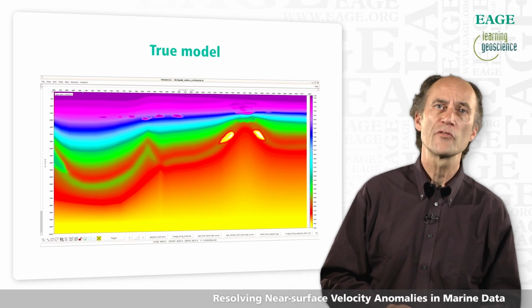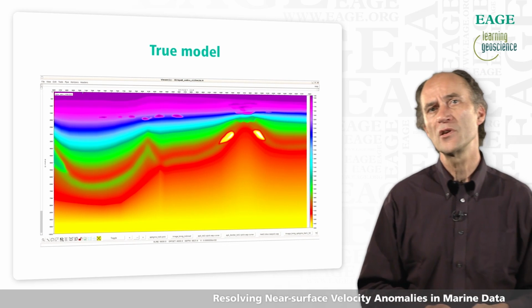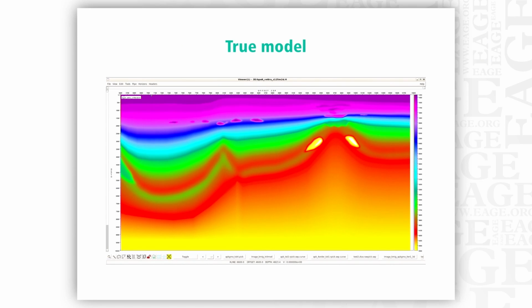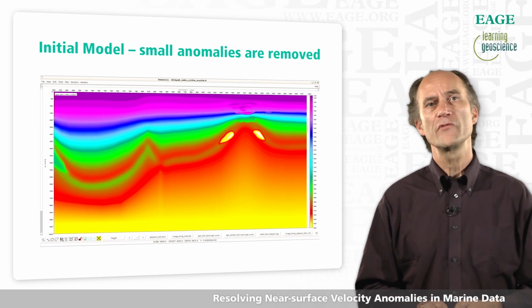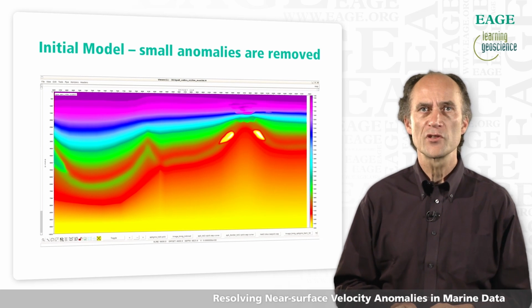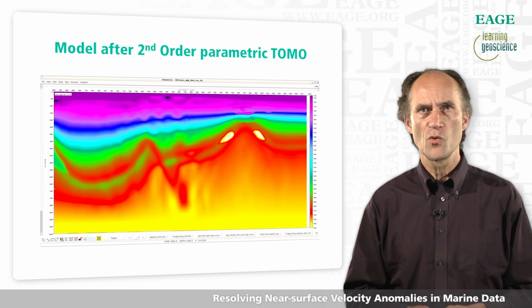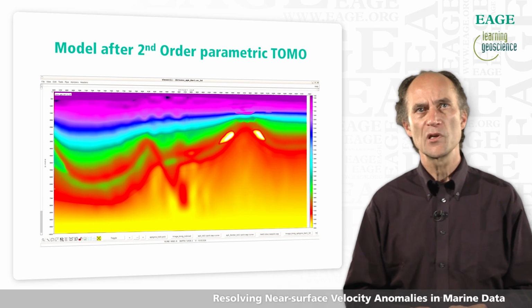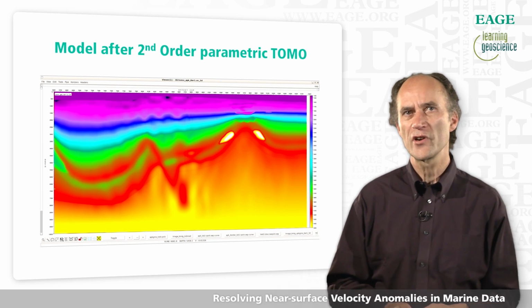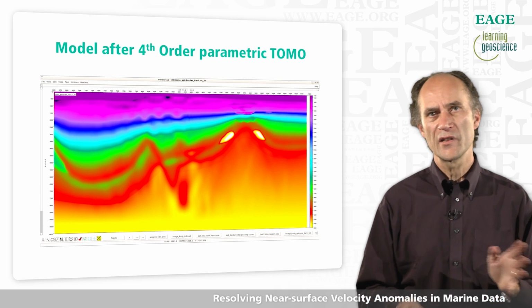Looking at the models coming out from that, there's the true model, and this is part of the BP model distributed a few years ago, with some very small punctual anomalies there. So that's the true model. If we remove those anomalies and call that our starting point, that's what we're going to start with. If you try and update with a second order parametric tomography, that's what you get. So you sort of see where the anomalies were, but it's not good enough. If you go to fourth order, in other words, try and explain it with anisotropy, that's still not good enough.